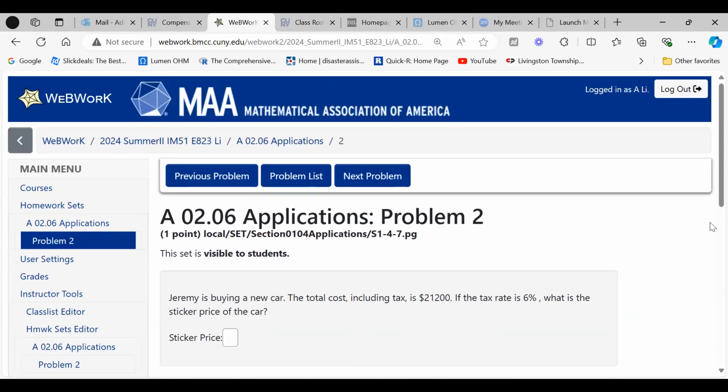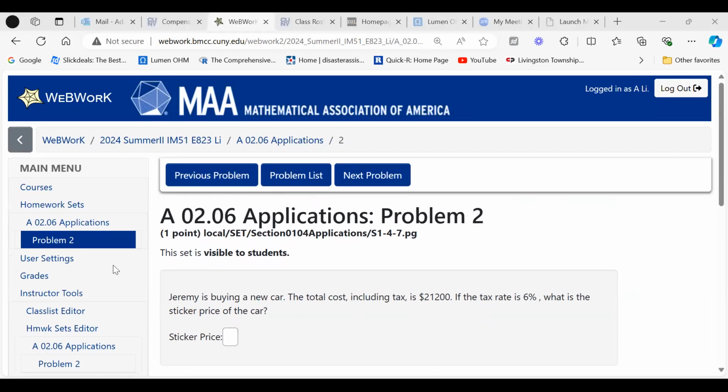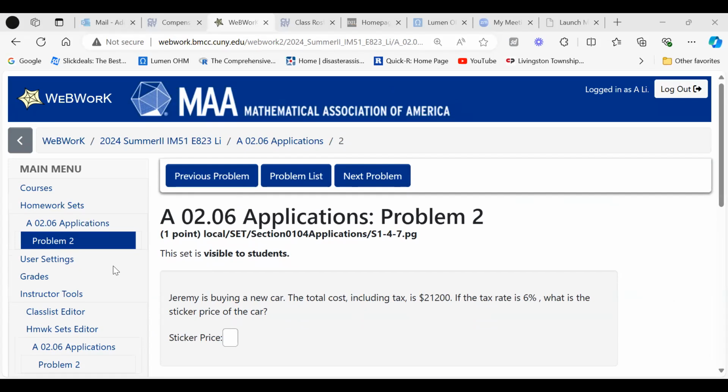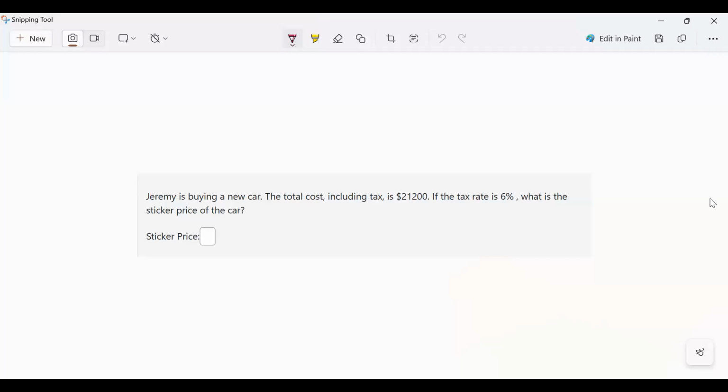Okay, let's look at this one. This one is about sales tax. Let's say Jeremy is buying a new car, and the total cost including tax is 21,200. If the tax rate is 6%, what is the sticker price of the car? Whatever is unknown, we can assume it's X. So the sticker price we'll assume is X.